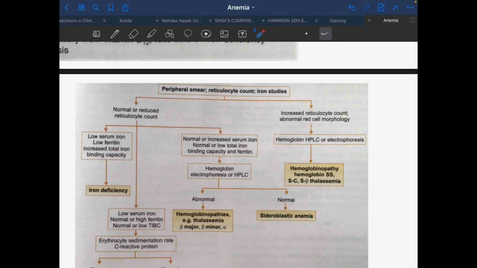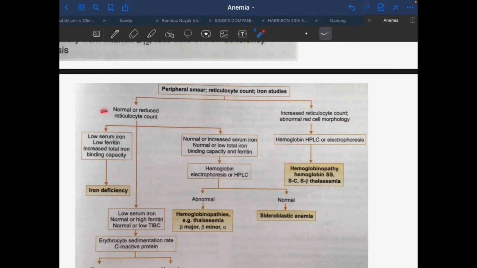There may be schizocytes, polychromasia, specific red cell morphology, or there might be parasites in the red blood cells. All these findings we will come to know through the peripheral blood smear. Now, when we do a peripheral blood smear, then we have to do the reticulocyte count. There will be either a normal or reduced reticulocyte count, or an increased reticulocyte count. These are the two findings which we will get.